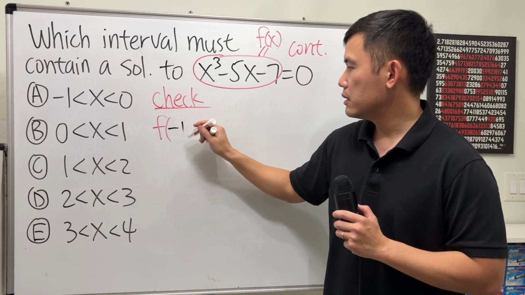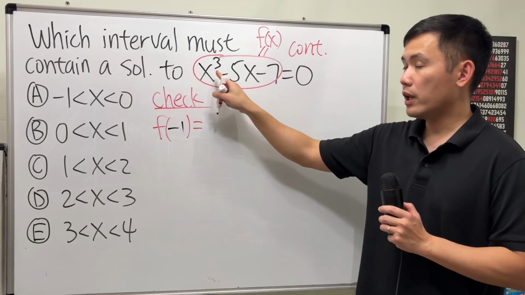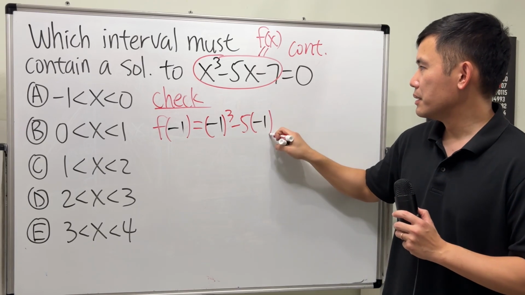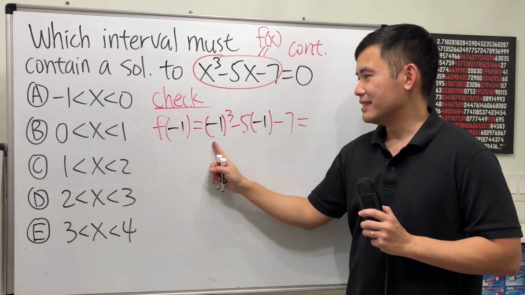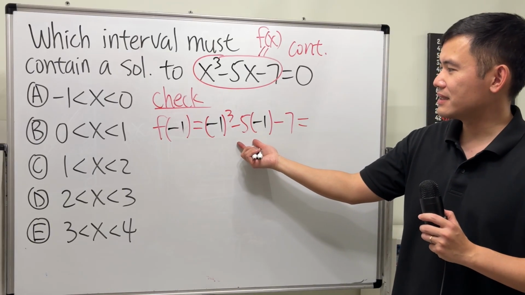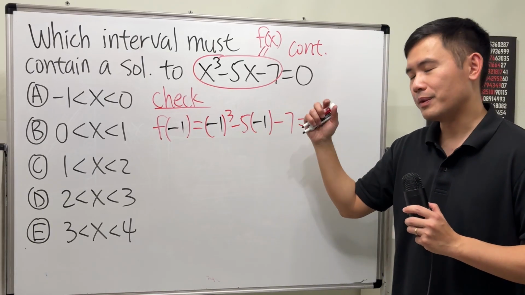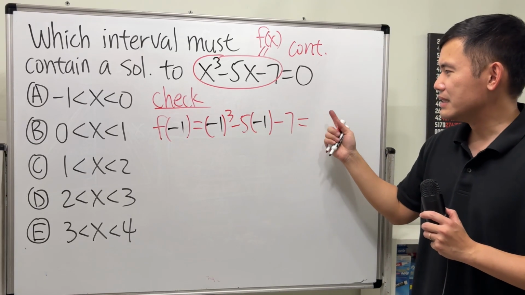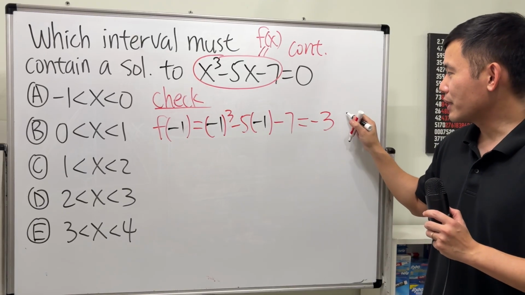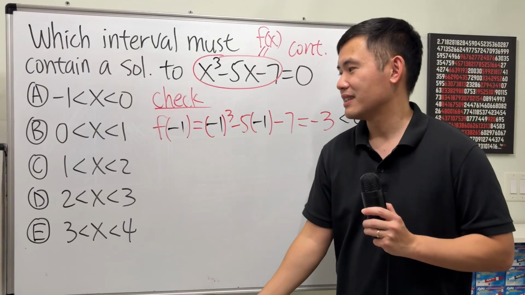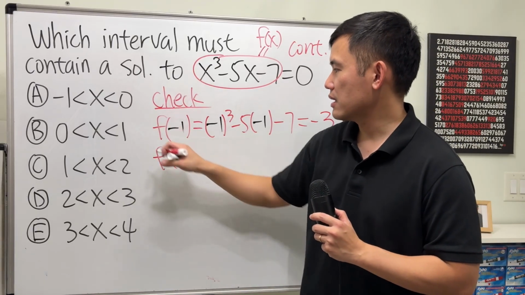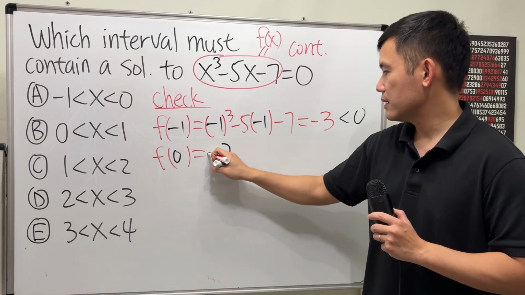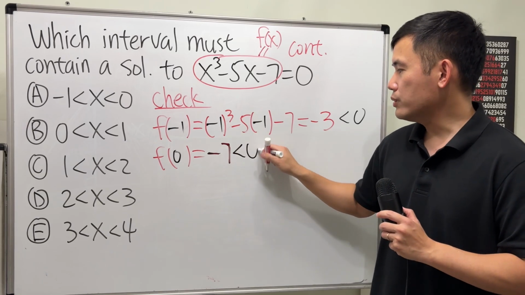F of -1. This means you plug in -1 for all the x's. So that's -1 cubed minus 5 times -1 and then minus 7. That's -1 plus 5, which is 4. 4 minus 7 is -3. So this right here is negative. It's below the x-axis. Next, f of 0. Just plug in 0, and that gives us -7, which is also negative.